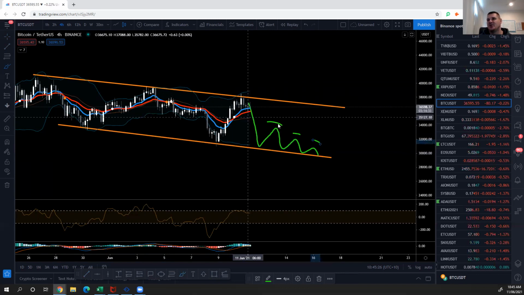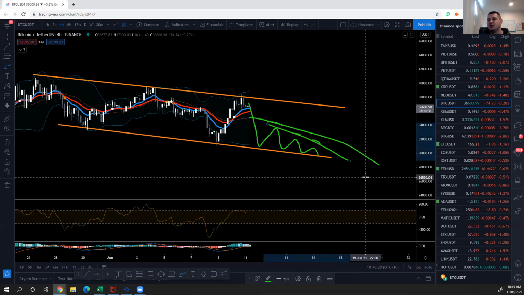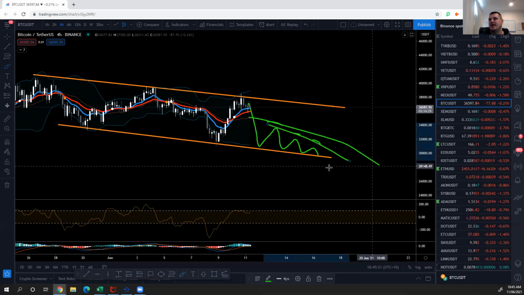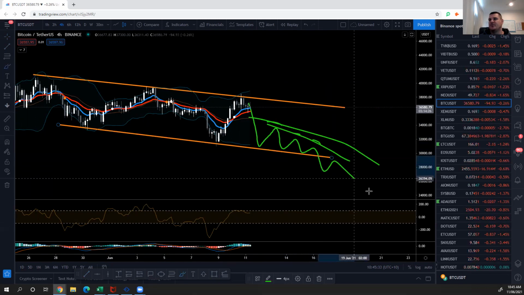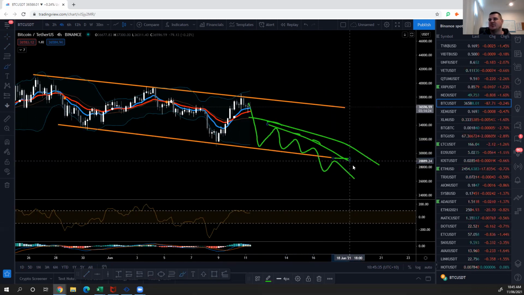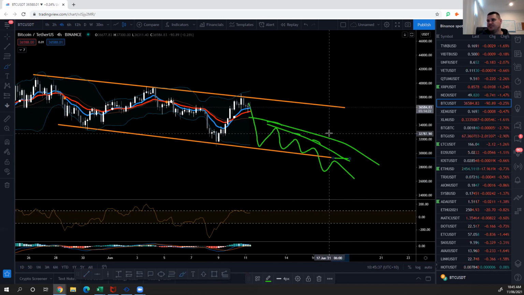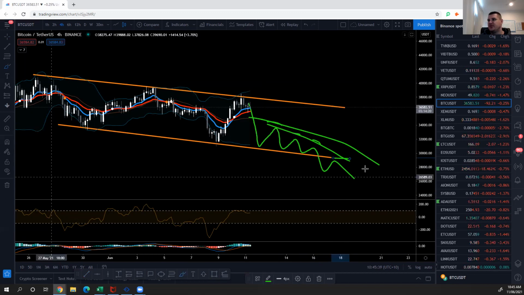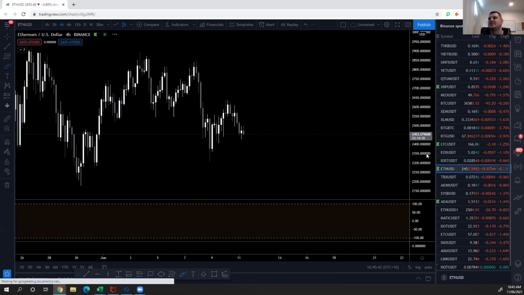So this is where market structure is really crucial to understand. Now, if you're a safe trader, you can wait for that break and breakout and retest the bottom of this trend line here. Now let's go down to Ethereum. It's not looking the best.